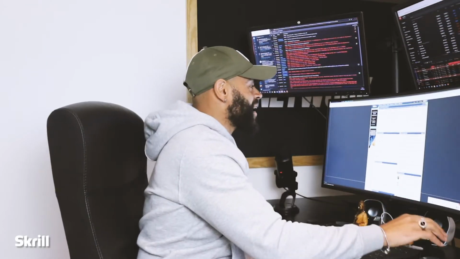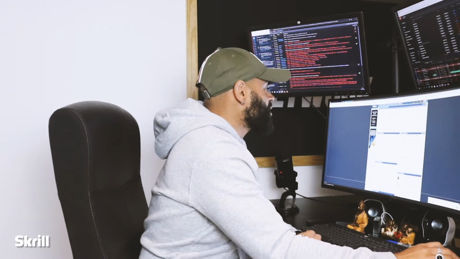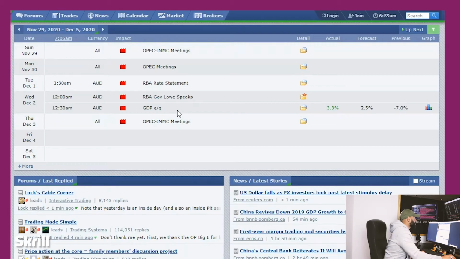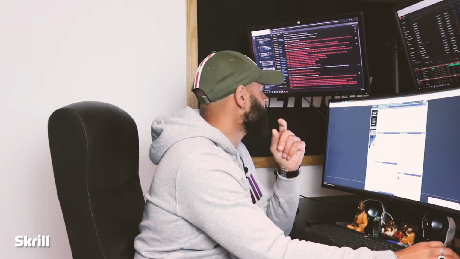So guys, if you just take a look here on my screen, you can see we had GDP data from Australia on the 2nd of December. Now this big event, you can see it's big because it's marked in red, high impact on the markets. And the data actually came out higher at 3.3%. The forecast was 2.5% and the previous was minus 7%. So a real encouraging rebound there for Australia. So what would we expect to see in terms of reaction? We'd want to see some strength coming back into AUD.